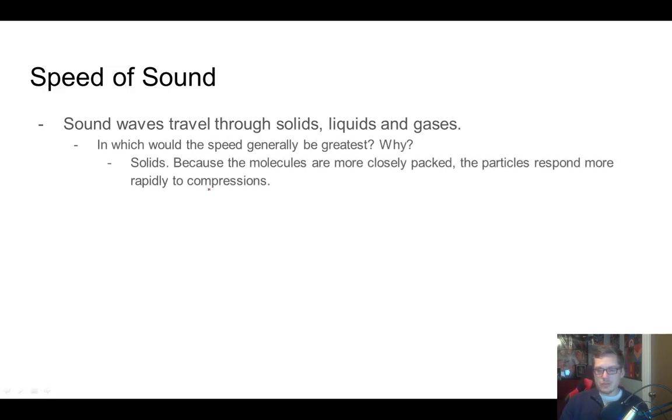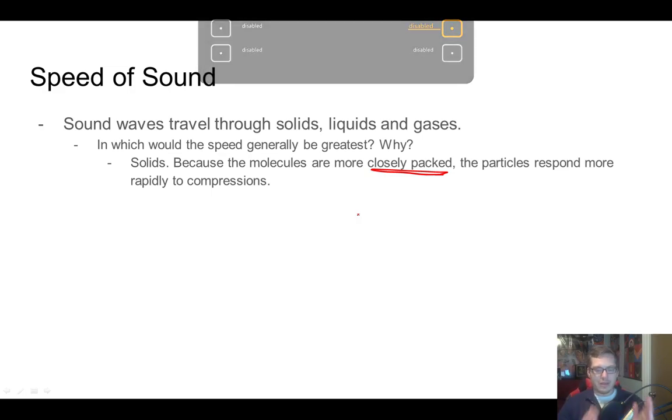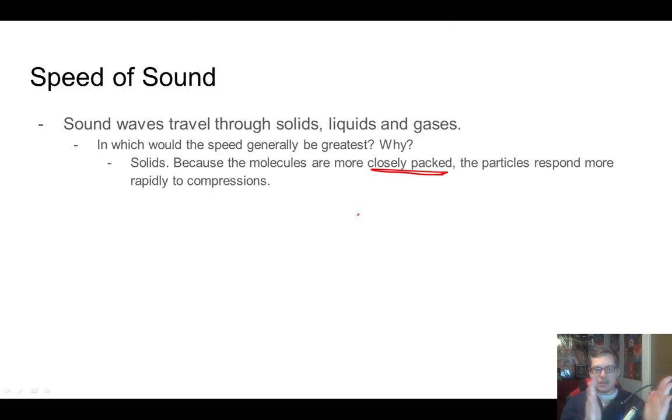Why? All right, I'm just going to jump ahead here. Solids have the fastest speed, and the reasoning is that the molecules are more closely packed together, so the particles respond more rapidly to compressions. That makes sense, right? We just talked about how longitudinal waves are really caused by one thing hitting the next, hitting the next, hitting the next as they go across like this. Now, if these molecules are really close together, then this passing-on motion can happen a whole lot faster. So in a solid, it gets passed a lot faster.